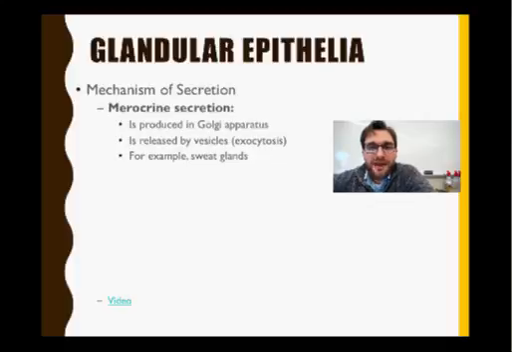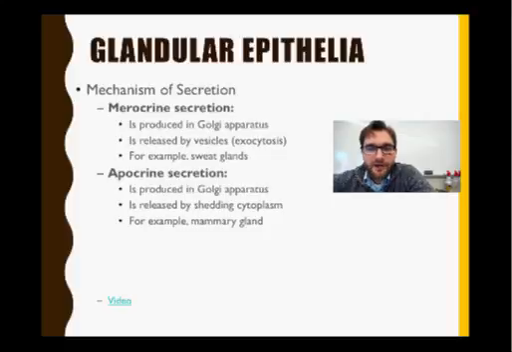There are a number of mechanisms of secretion. Merocrine secretion is produced in the Golgi apparatus, and it's released by vesicles through the process of exocytosis. Sweat glands are an example of this type of secretion. Apocrine secretion is produced in the Golgi apparatus as well, and it's released by the shedding of the cytoplasm. Mammary glands are an example of this.